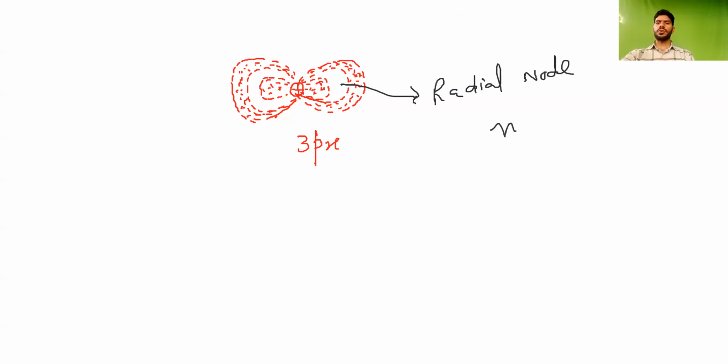So we know that the radial node is given by n minus l minus 1. Here n is 3, and for p, the l value is 1. So 3 minus 1 is 2, 2 minus 1 is 1. Therefore, there is one radial node.